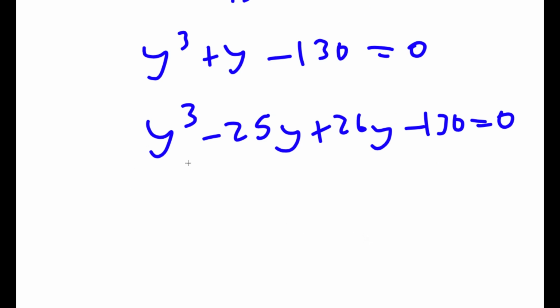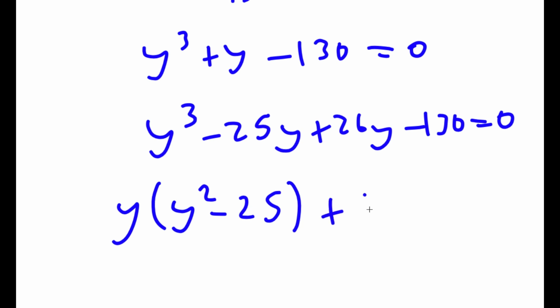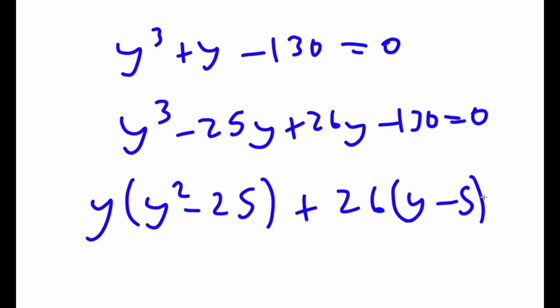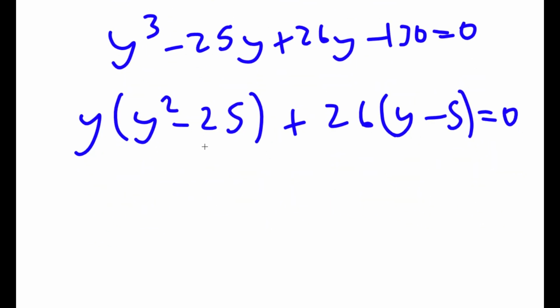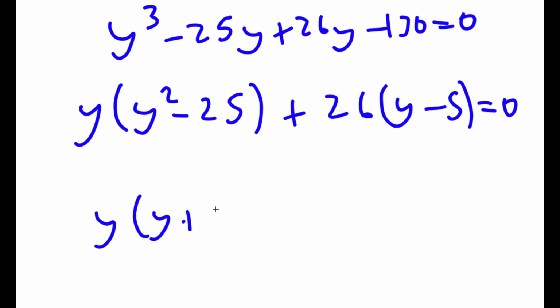And now y to the power of 3 minus 25y, the greatest common factor is y. So I get y times y squared minus 25, plus 26y minus 130, the greatest common factor is 26. So I get 26 times y minus 5 is equal to 0. And y squared minus 25, that's the same thing as y plus 5 times y minus 5.